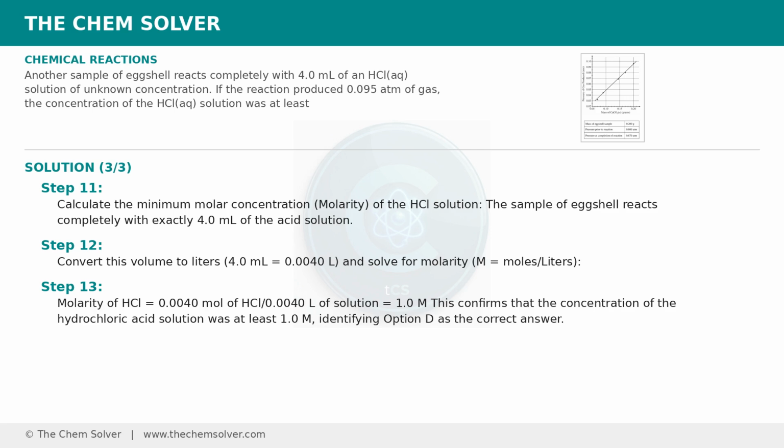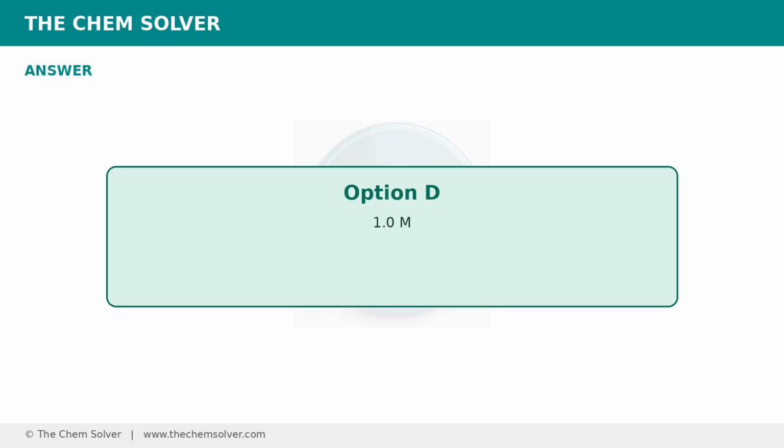This confirms that the concentration of the hydrochloric acid solution was at least 1.0 molar, identifying option D as the correct answer. The correct answer is option D, 1.0 molar.